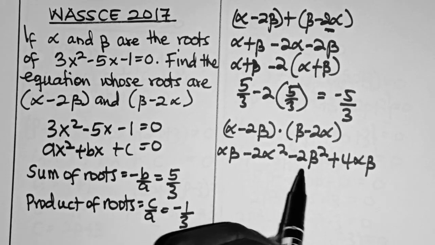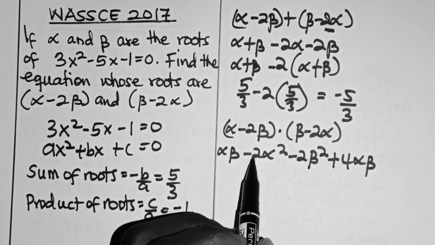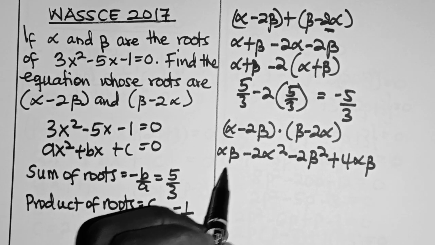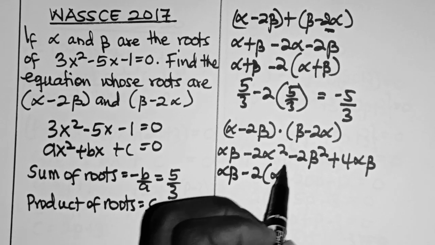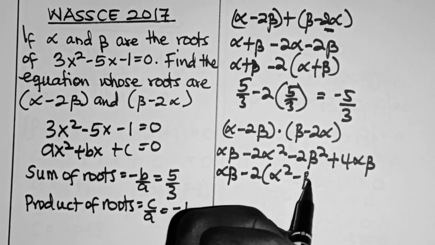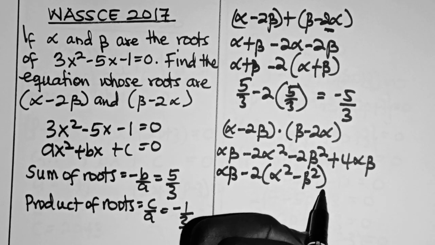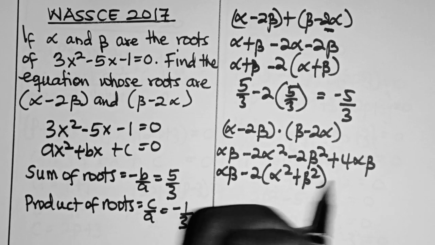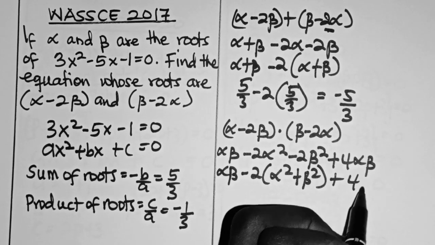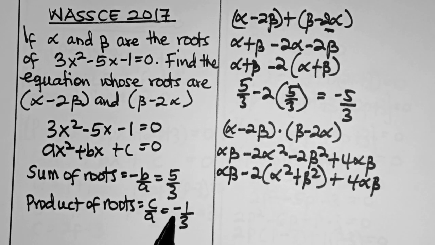So now let's factorize minus 2 from here. So this becomes alpha beta minus 2 times alpha squared minus beta squared, and then plus beta squared, then plus 4 alpha beta.